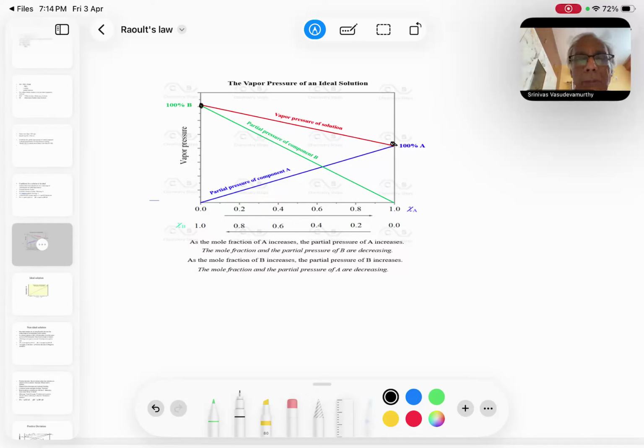Then we have seen how the vapor pressure is changing. The blue line shows the partial pressure of solvent A. The green line shows the partial pressure of solvent B. The red line shows the vapor pressure of solution AB. At any mole fraction, I can find the total vapor pressure of the solution, or the partial vapor pressure of component B or component A in the solution AB. So this is the graph for an ideal solution.